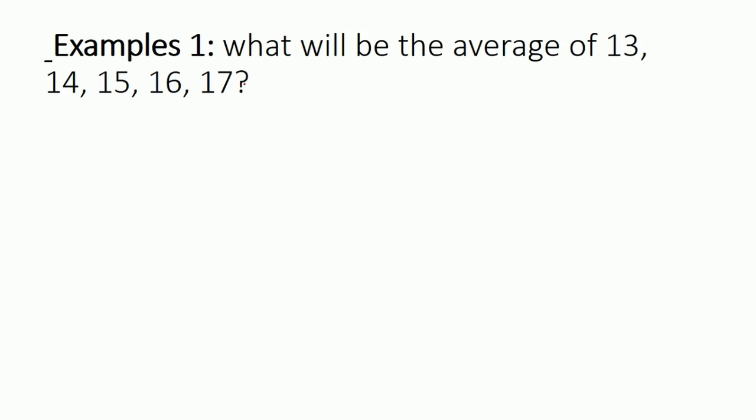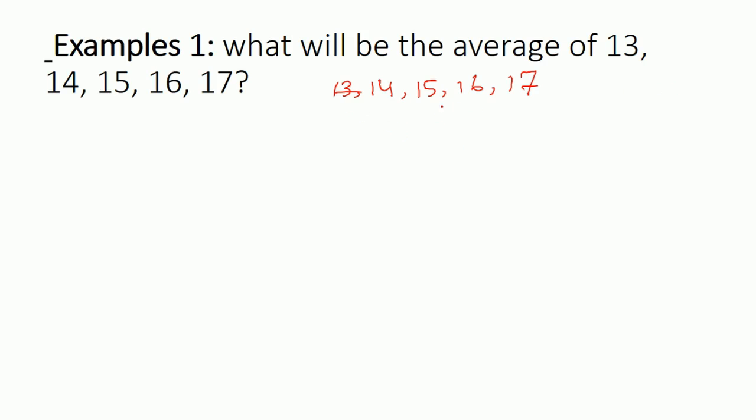Let's look at example number 1. What will be the average of 13, 14, 15, 16 and 17? This is the simplest problem. Most probably you will not get this problem in your bank exams or those exams, because it's too small and too easy. The simplest way to solve it is to add them all together and divide by 5 to get the answer. But actually there is a shortcut way to do that. I incorporate this question because I want to show you the shortcut way.